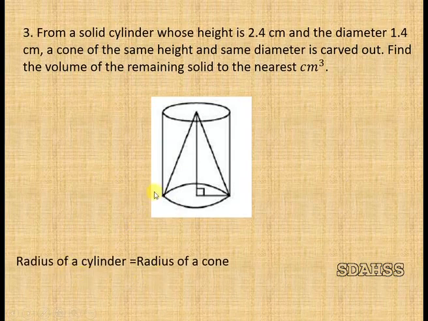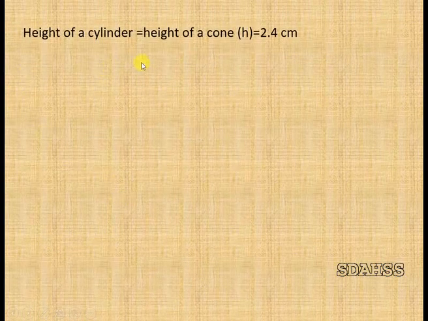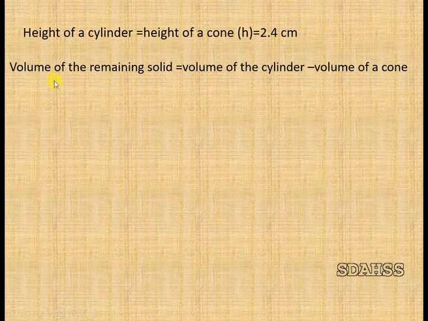Radius of the cylinder is equal to radius of the cone, which is equal to 1.4 divided by 2, 0.7 centimeter. Radius is equal to 0.7 centimeter. And the height of the cylinder is equal to height of the cone, which is equal to 2.4 centimeter. Then volume of the remaining solid is equal to volume of the cylinder minus volume of a cone.